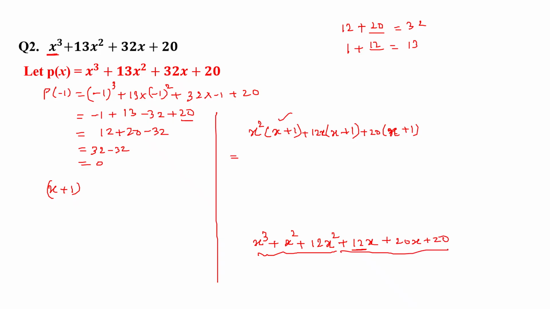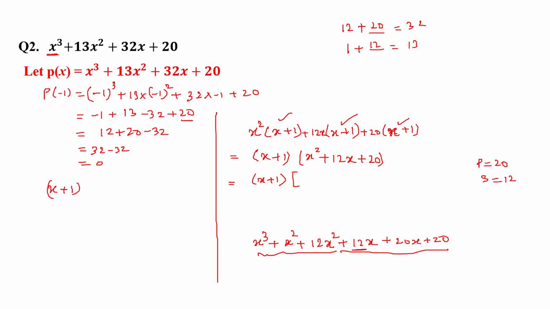Now you can see x plus 1 is common in all the three places. You have to take x plus 1 common. Then you are left with x square plus 12x plus 20. Now use the middle term splitting method. So the product is 20 and the sum is 12.